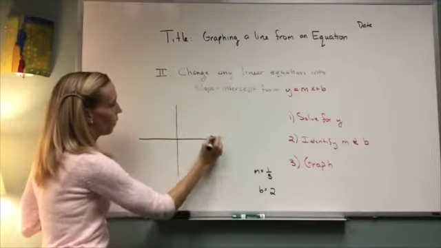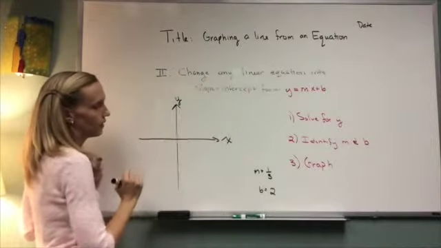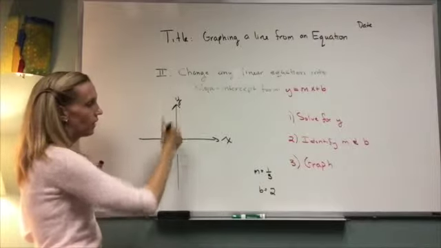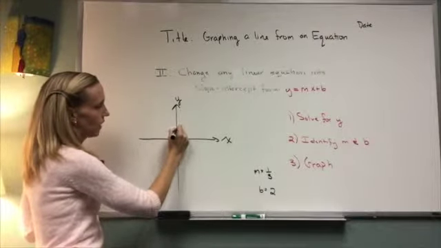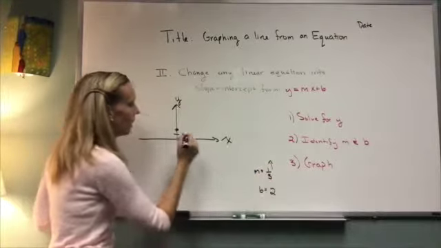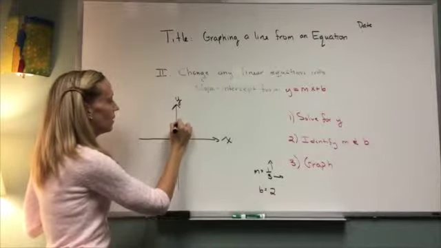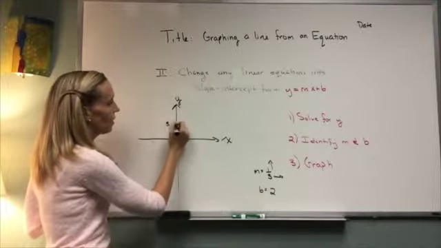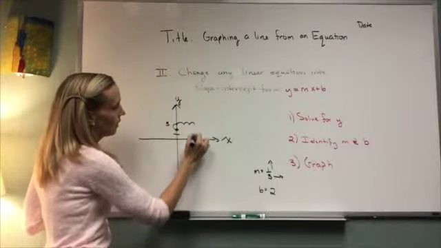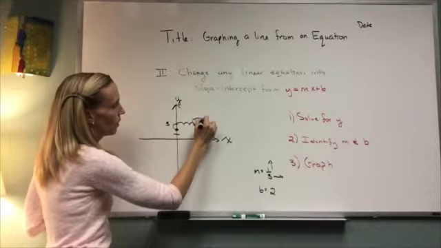Now remember, when you draw your axes, always label your x and your y, and you at least have to have 2 arrows. So I'm going to go along my y-axis, find 2 on it, which is right here. Because my slope is positive, I'm going to go up 1, and I always go to the right. So I go up 1 to point 3, and then I'm going to go over 3. 1, 2, 3. And because I want to have 3 dots, I'm going to do it again. Up 1, over 3.